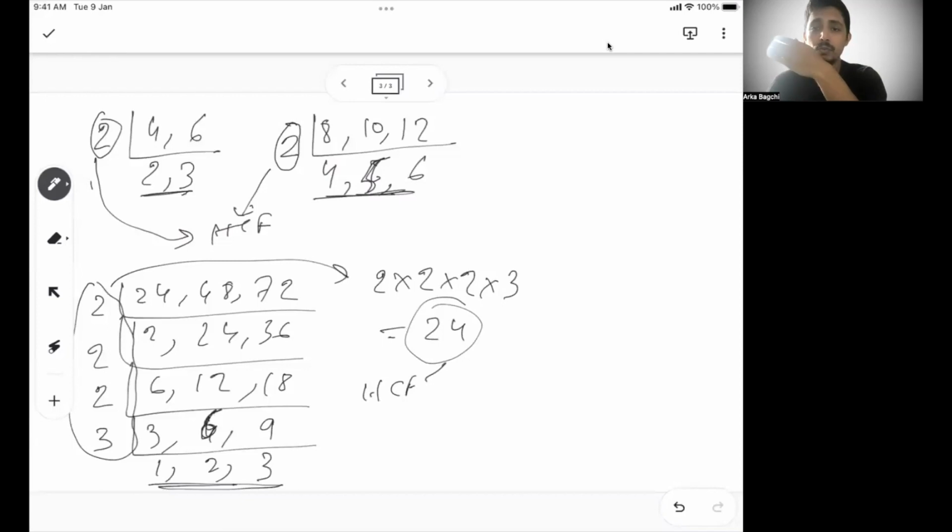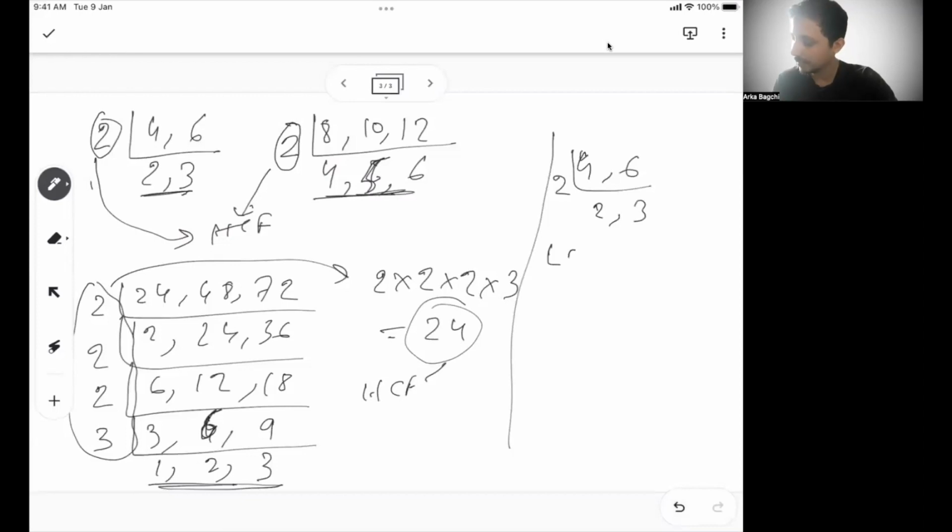So that's one method of calculating HCF. The other way of calculating HCF, I'll come to that, but first, let's see how you calculate LCM in this method. If you have 4 and 6, you start with 2, you get 2 and 3. So there is no other common factor. For LCM, you typically take everything. So 2 into 2 into 3. So 12 is the LCM.